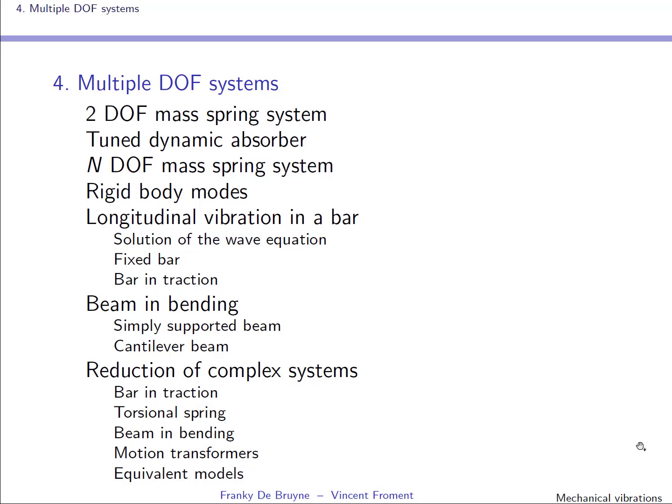Some structures are free to move in the sense that they are unrestrained, and this leads to what is called rigid body modes. After that, I'll go to systems with an infinite number of degrees of freedom, and I'll consider the bar under longitudinal vibration, and then I'll consider the beam in bending. And at the end of this section, I'll talk about reduction of complex systems.